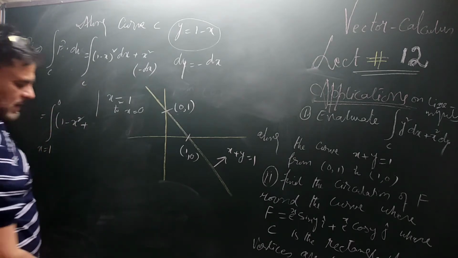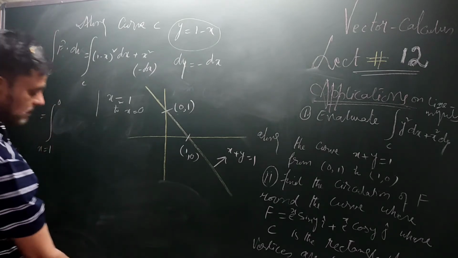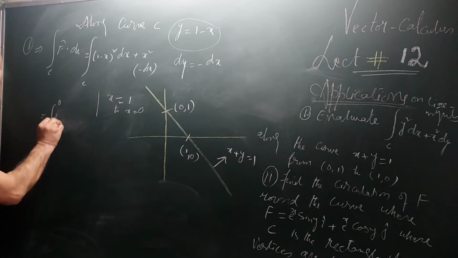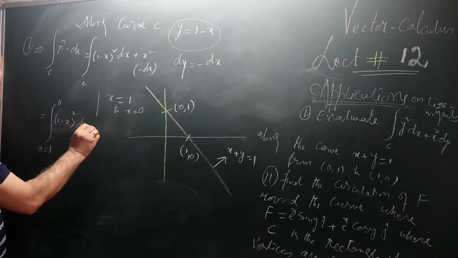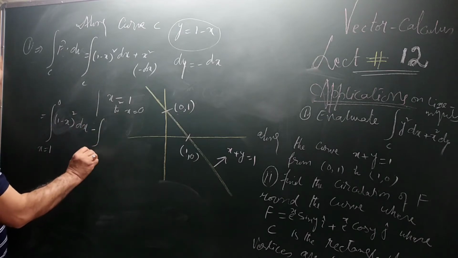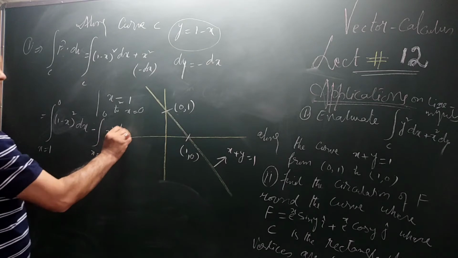You can directly integrate it, no problem. There is no need to expand. It is the integral of 1 minus x square dx, then minus the integral of x from 1 to 0 of x square dx.